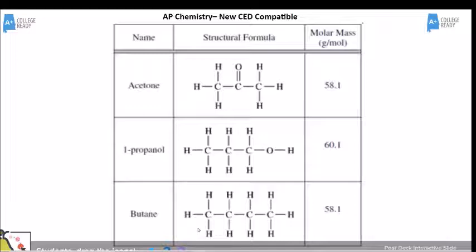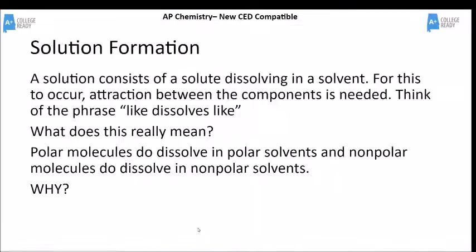So the one with the lowest boiling point is going to be butane, and then the next higher boiling point will be acetone because it only does dipole-dipole. And then you've got 1-propanol coming in with the highest boiling point because it's got the strongest intermolecular forces, those hydrogen bonds.